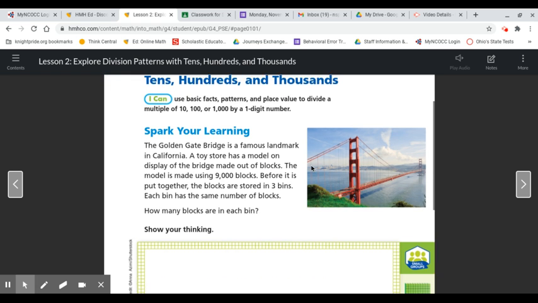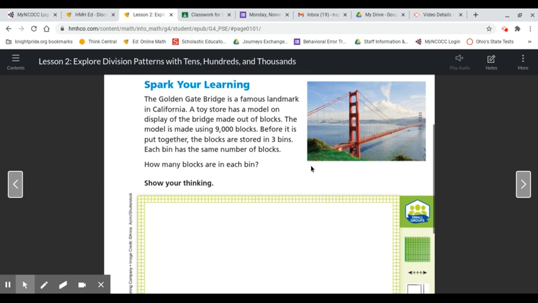one-digit number. To get us started thinking about it, we have a story problem about the Golden Gate Bridge that you see here. It is a famous landmark in California. A toy store has a model on display of the bridge made out of blocks. The model is made using 9,000 blocks. Before it is put together, the blocks are stored in 3 bins. Each bin has the same number of blocks. How many blocks are in each bin? And we're asked to show your thinking.